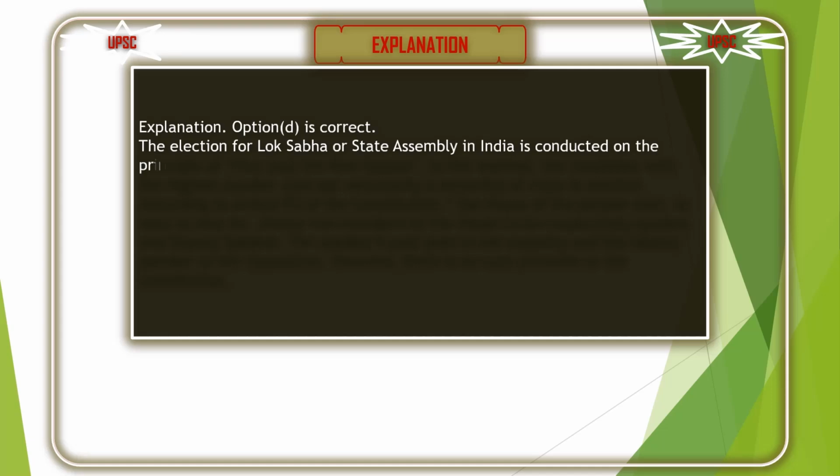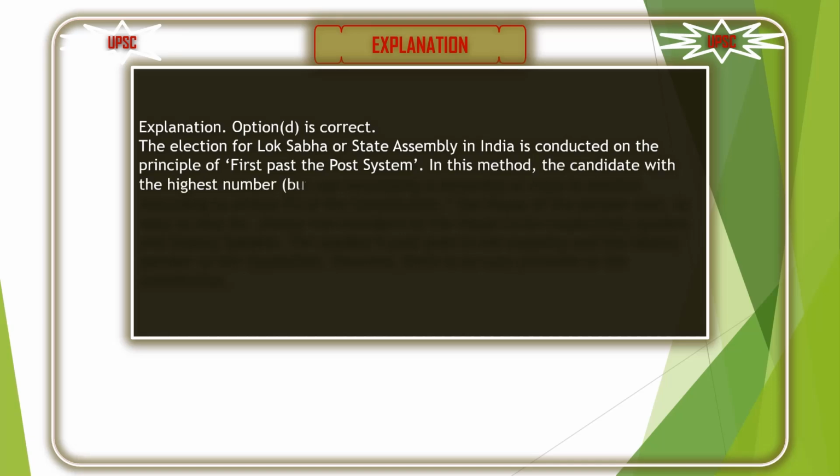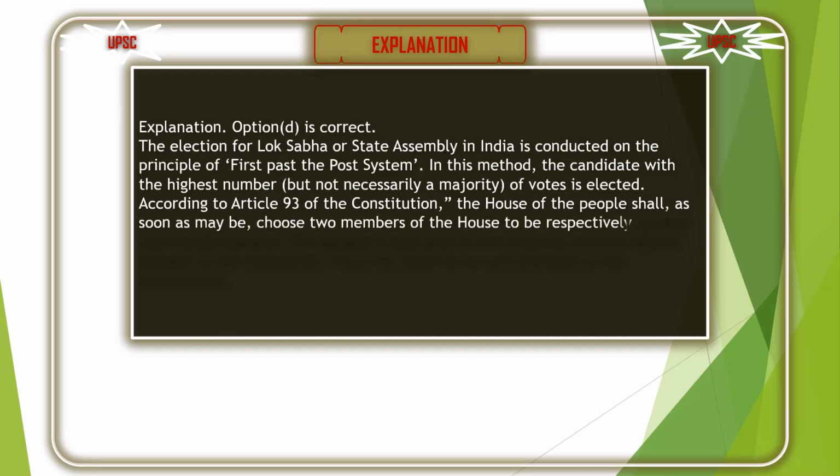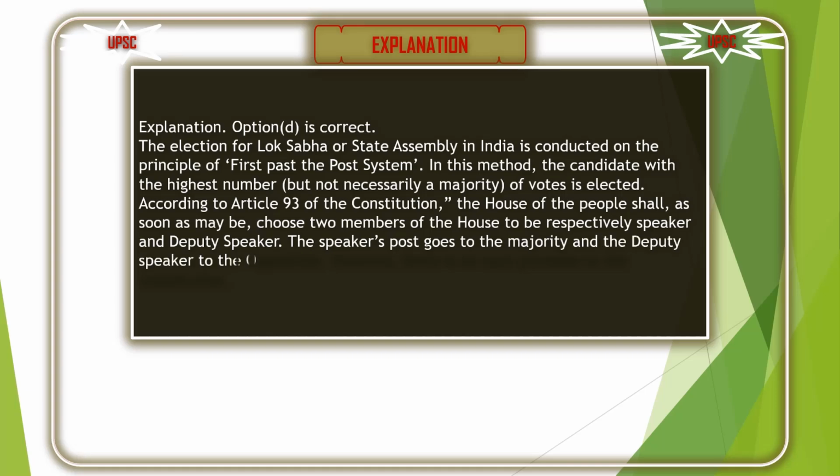Explanation. Option D is correct. The election for Lok Sabha or State Assembly in India is conducted on the principle of the first-past-the-post system. In this method, the candidate with the highest number, but not necessarily a majority, of votes is elected. According to Article 93 of the Constitution, the House of the People shall, as soon as may be, choose 2 members of the House to be respectively Speaker and Deputy Speaker. The Speaker's post goes to the majority and the Deputy Speaker to the opposition. However, there is no such provision in the Constitution.